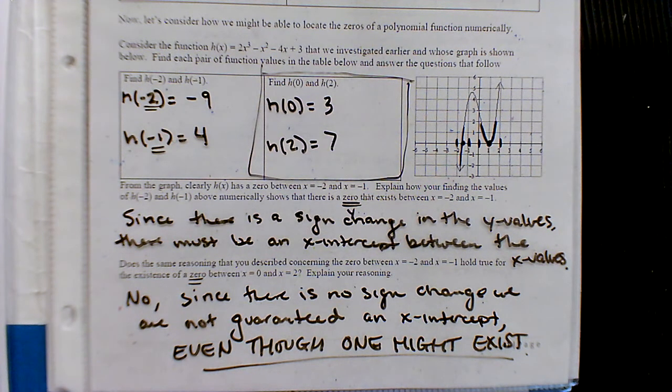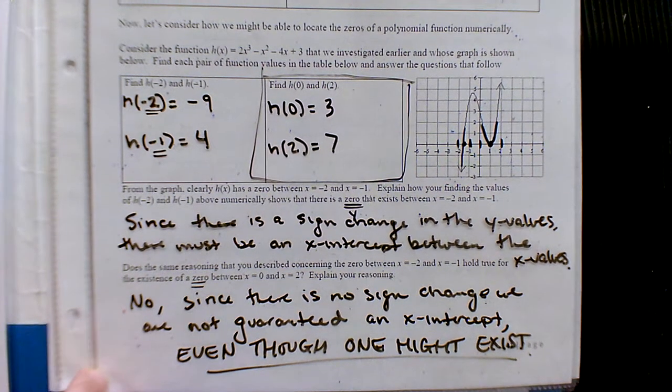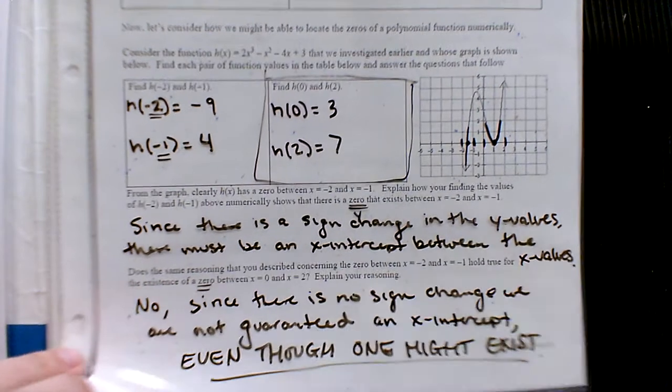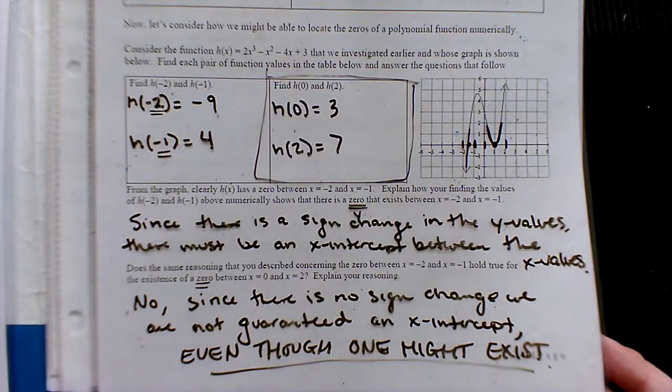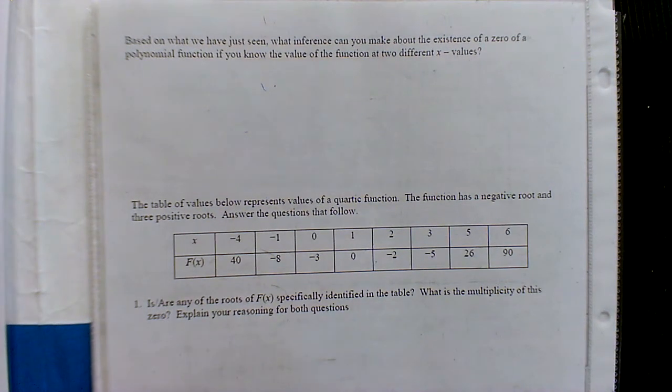So moral of the story, if you have a sign change, there definitely is one, but if there is not a sign change, we're not sure. There may or may not be. Do those make sense based off the graph and the number values we found? Okay, so what we're going to do is utilize those two connections, whether we have a sign change and whether we don't, to kind of determine the multiplicity, perhaps, of an x-intercept.